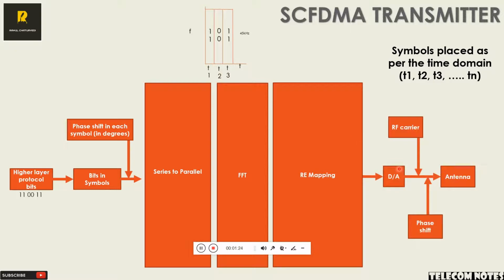After that, it is converted back from digital to analog and put over the RF carrier, which conveys that particular data. After that, we put in the phase shift, and it is transmitted from the antenna.